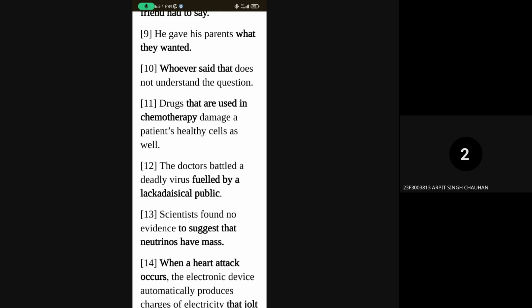Now, what is this clause? Whoever said that, what type of clause? Very easy this is. So I can say, Nino does not understand the question. He does not understand the question. I can replace whoever said that with some noun or a pronoun. So again, this is a noun clause.